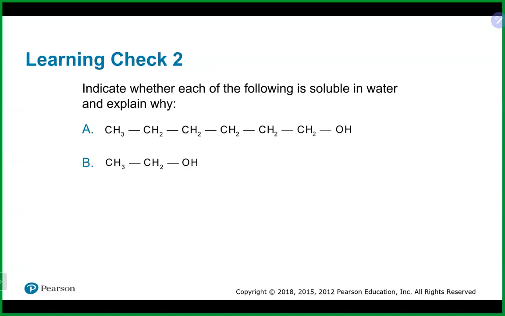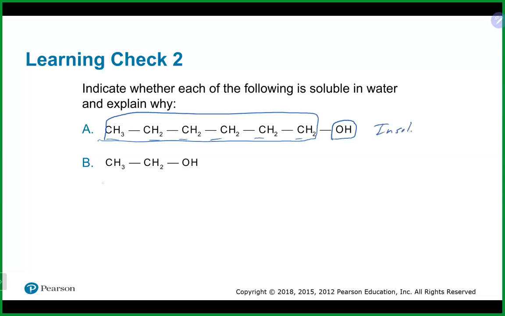All right, indicate whether the following is soluble in water and explain. Would the first one be soluble in water? Probably not. It is an alcohol, but the problem here is 1, 2, 3, 4, 5, 6. This big non-polar part here is going to make it insoluble in water. So, insoluble.